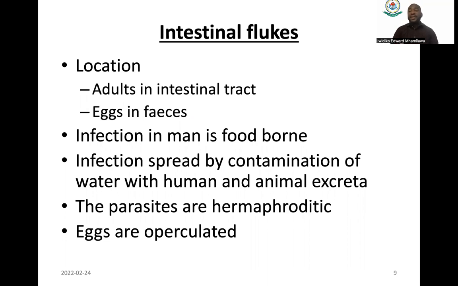So you already have an idea right now what will be the important control measure for controlling these intestinal flukes, including having toilets. The parasites are usually hermaphroditic, different from other parasites that we've seen. For example, the schistosomes need to have male and female, but these ones are hermaphroditic, so they can produce eggs and fertilize them themselves. They don't have different sexes, and the eggs are usually operculated.